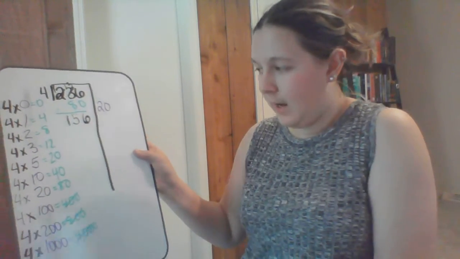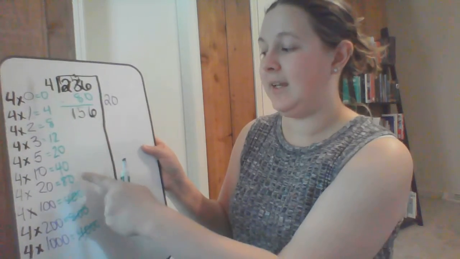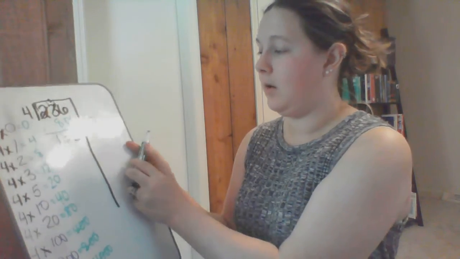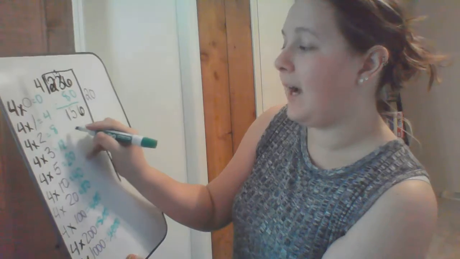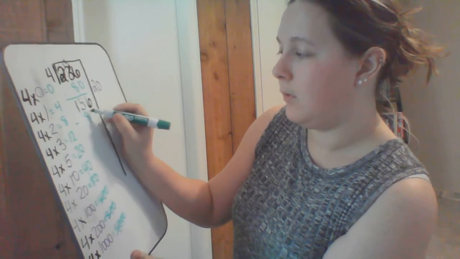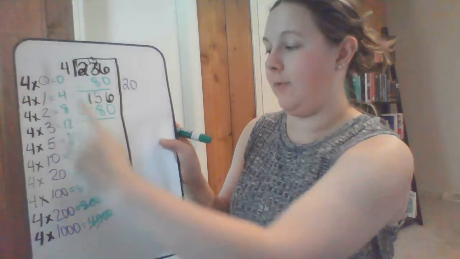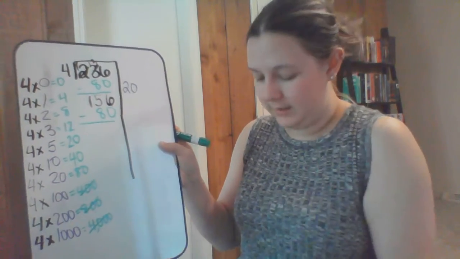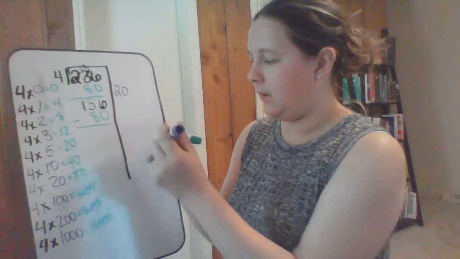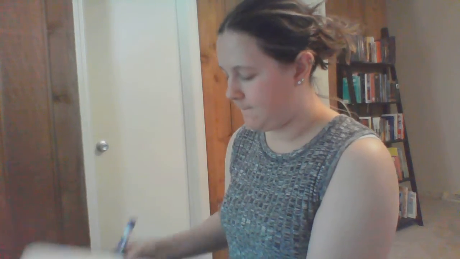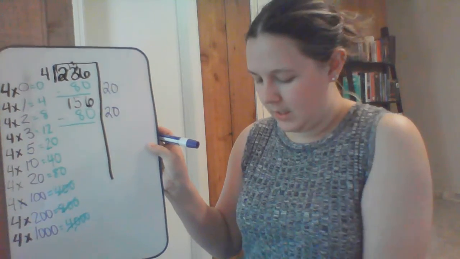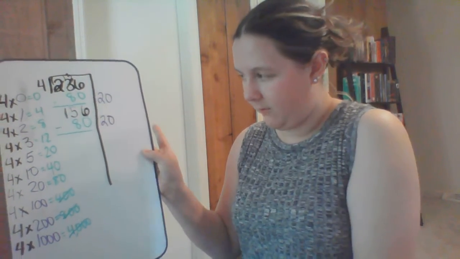Looking at my options again, the closest I can get is 80 without being too big. So once again, I'm going to subtract 80. Because I subtracted 80 again, there's 80, there's 4. Can't forget about our 20 though. So we're going to write 20 off to the side. And then we're going to go ahead and solve that.